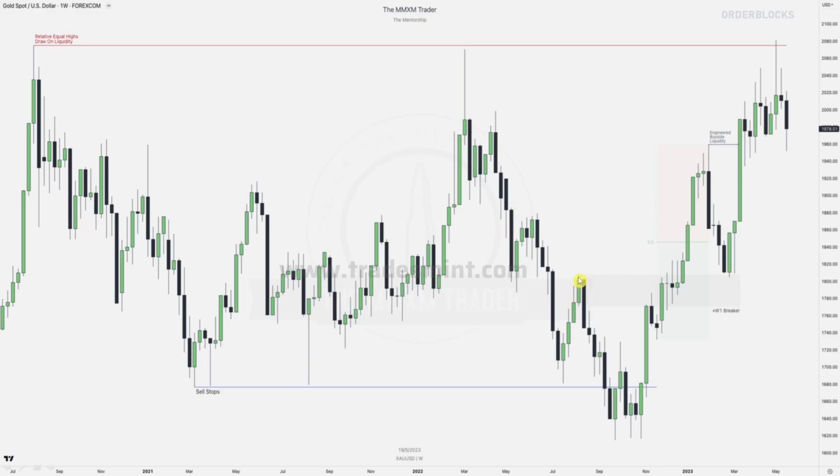So we can see that over here, moving it out to the right in time, right? Price keeps pushing up and up and up, engineering some buy side liquidity. The retracement happening back into that weekly breaker. Now, if we go to a 4-hour or a daily chart, we can see a key level form inside this breaker.